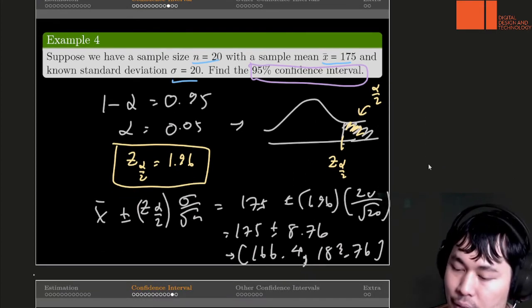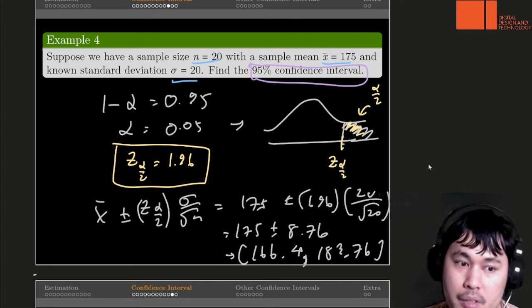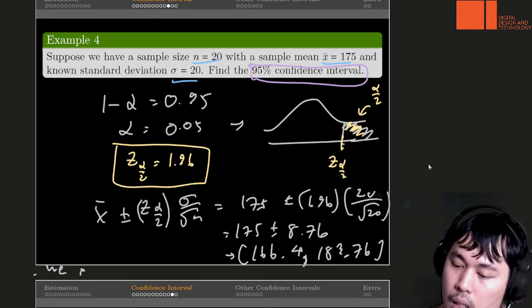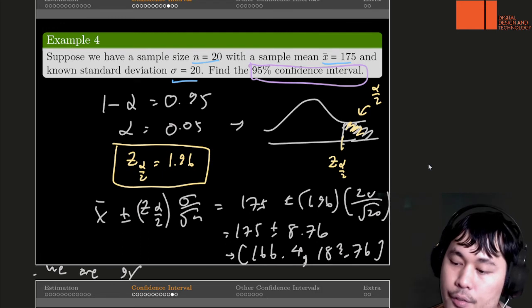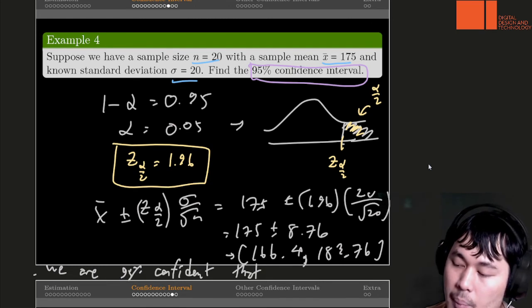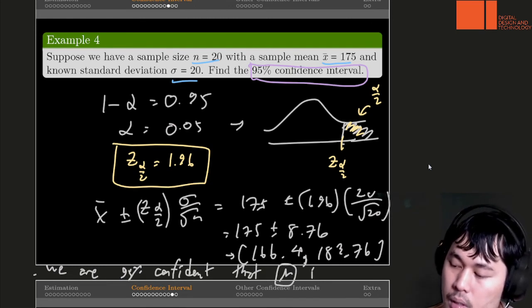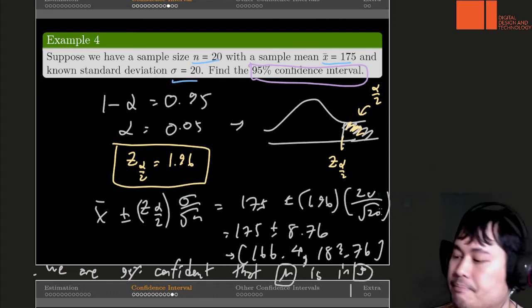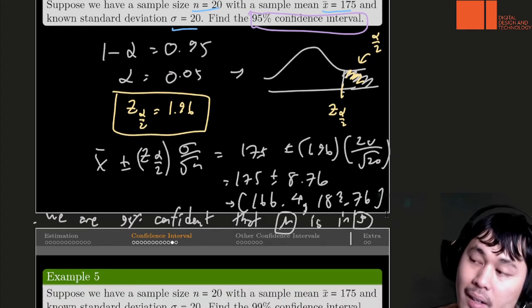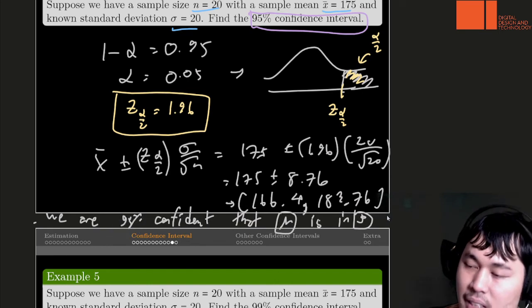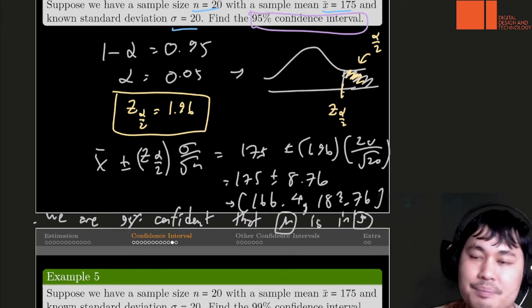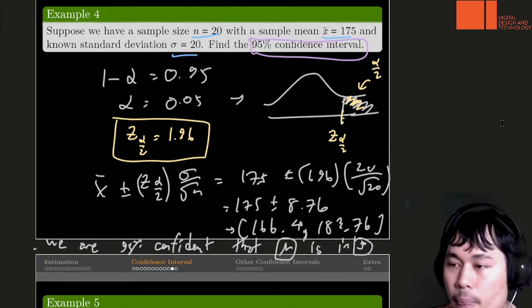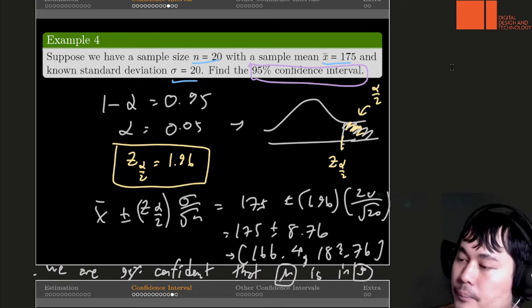Then again, if you want to write a conclusion, you will say that, okay, we are 95% confident that the population average, or the mu, is in this interval. It's a similar conclusion, I just changed the level of your confidence. Okay, so that's example 4.